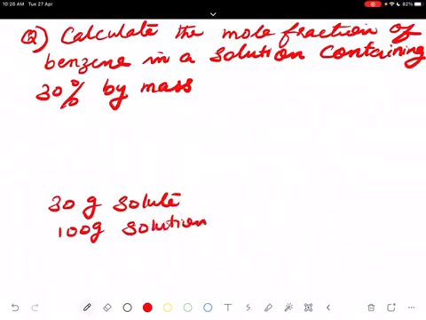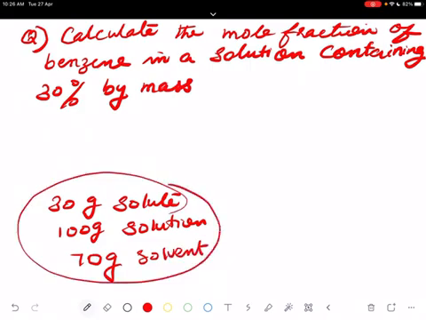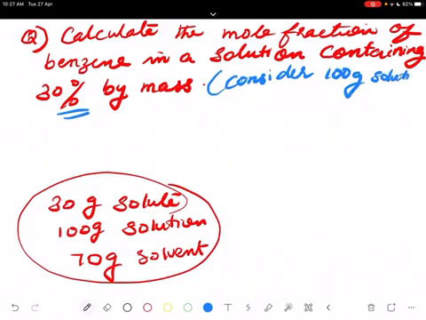So what is the mass of the solvent? 70 gram. 70 gram is the mass of the solvent, right? This is what is meant by 30% by mass. You have to consider 100 gram solution. Seeing the percentage, I told you, consider 100 gram solution.